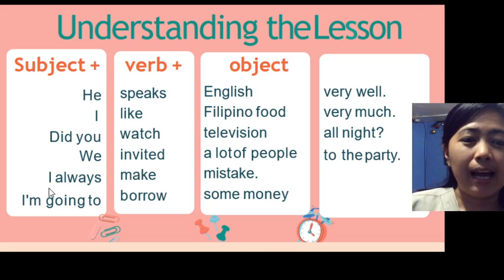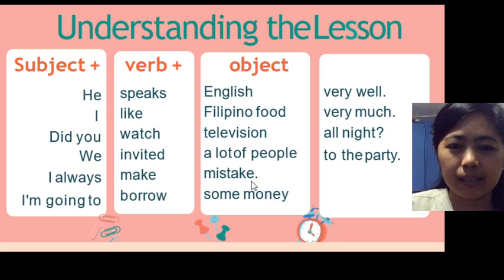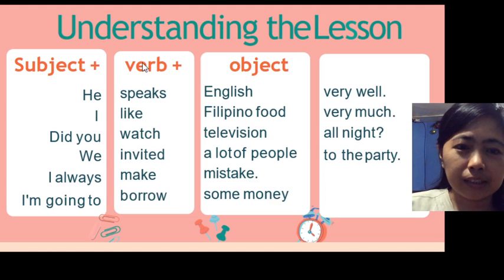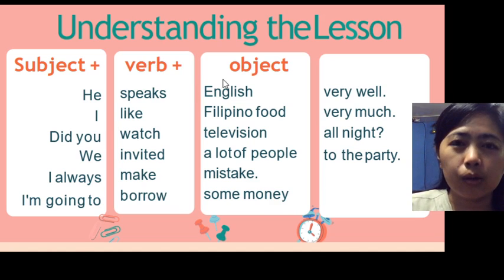Next sentence: I always make mistakes, or I always make a mistake. Sorry about that, because it's only singular. Always make mistakes, we can put s here. Next is: I'm going to borrow some money. What am I going to borrow? Some money. That is the object. So again, the object here answers the question about your verb. That is why most of the time they go together.